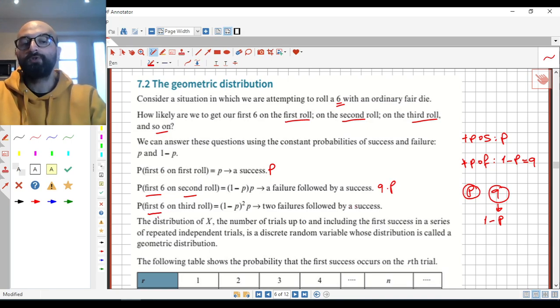If you want the first 6 on the third roll, you have to get failure in the first roll, failure in the second roll, and success on the third roll. The probability is Q for the first roll, Q for the second roll, and P for the third roll, because we want to get 6 in the third roll. So it has to be the first roll failure, the second roll failure, and the third roll success.